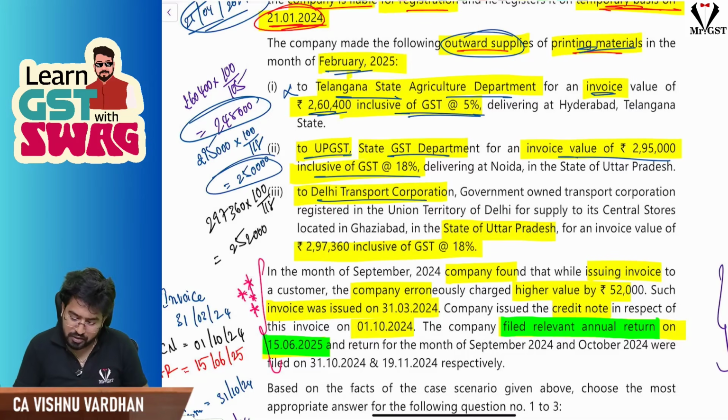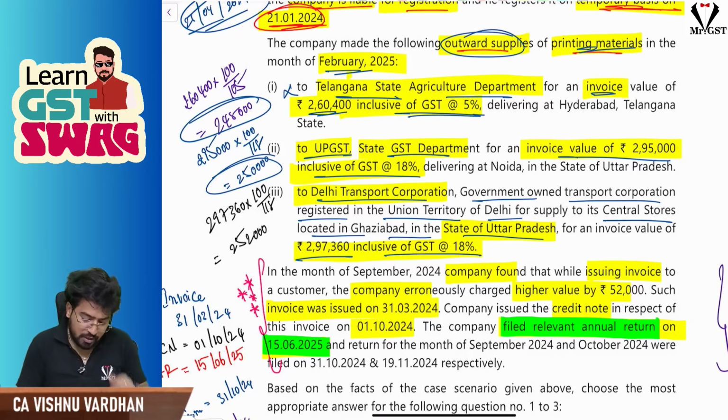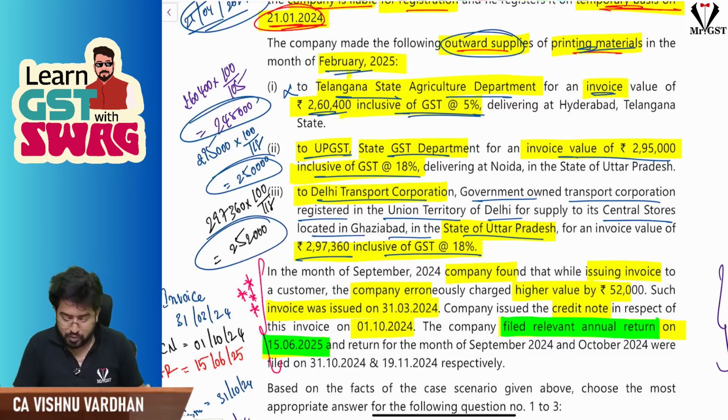To Delhi Transport Corporation, a government owned transport corporation registered in the Union Territory of Delhi, for the supply to its central stores located in Ghaziabad. Okay, so this also: 2,97,360 inclusive of GST 18%. If you remove GST, it is 2,52,000. So 2,52,000 means yes, greater than 2,50,000, you will get TDS.